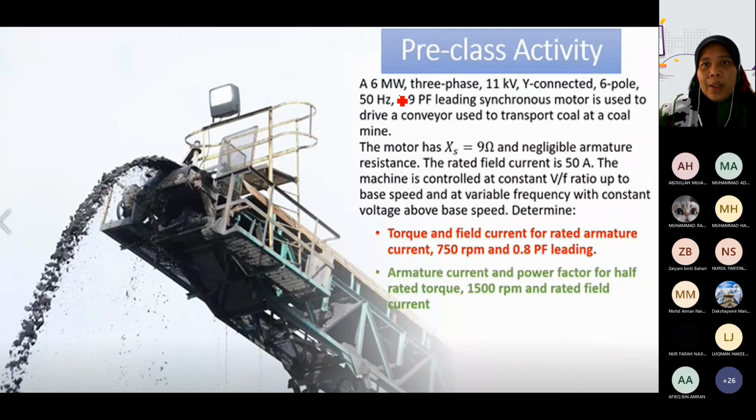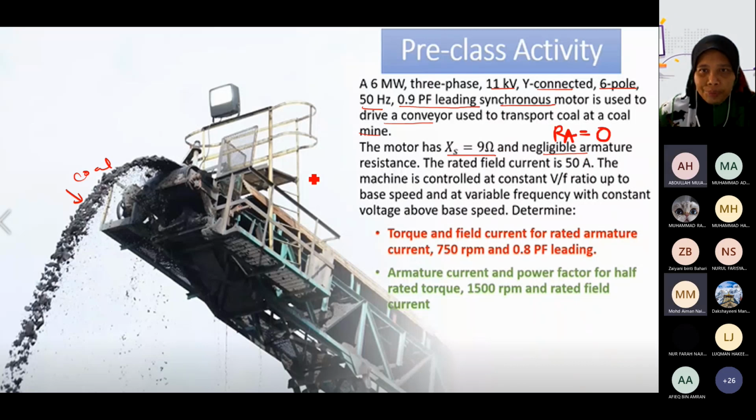Okay, a 6 megawatt 3-phase 11 kV Y connected 6 pole 50 Hz 0.9 power factor leading synchronous motor is used to drive a conveyor used to transport coal at a coal mine. It is like a conveyor belt to drive the coal and transport it from one point to another point. This motor has XS, the reactance, of 9 ohm and negligible armature resistance. So RA equal to what now? RA equal to 0. Zero.